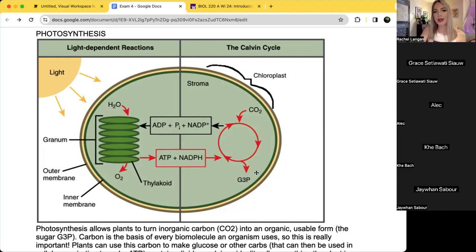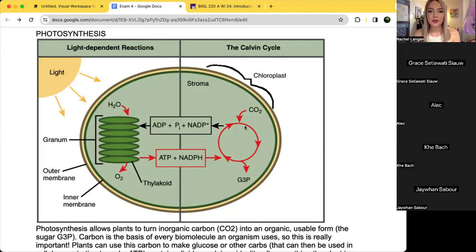Imagine grabbing a carbon out of the air and using it for sugar, for energy, for making all the biomolecules they need. Nucleic acids, proteins, lipids, carbs. All of those need carbon, and they literally just get it from the air. It's crazy.